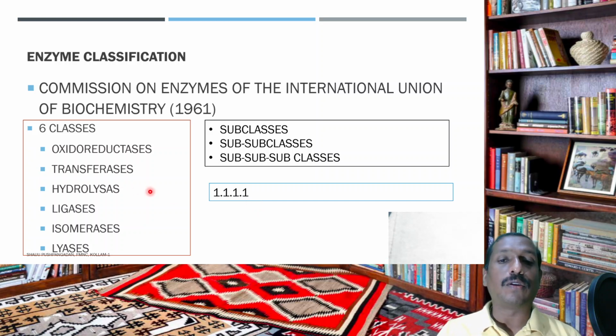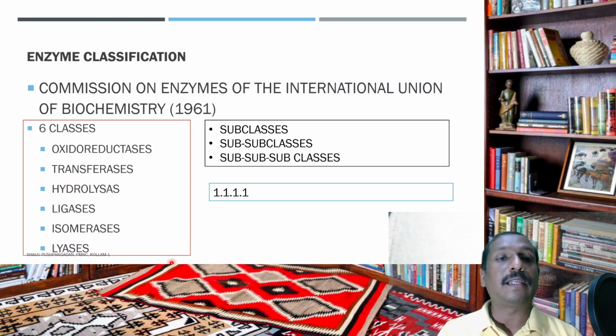So what does 1.1.1.1 denote? According to the recommendations of the Commission on Enzymes of the International Union of Biochemistry, the enzymes are classified into six classes. Class 1 is a group of enzymes called oxidoreductases. Class 2 is called transferases. Class 3, hydrolases. Class 4, ligases. Class 5, isomerases, and class 6, lyases.